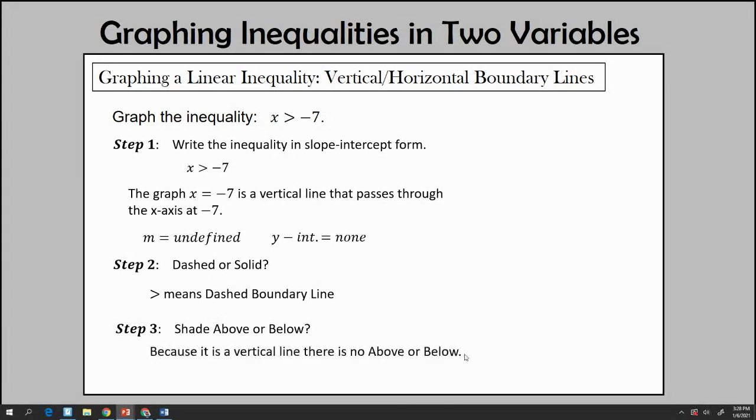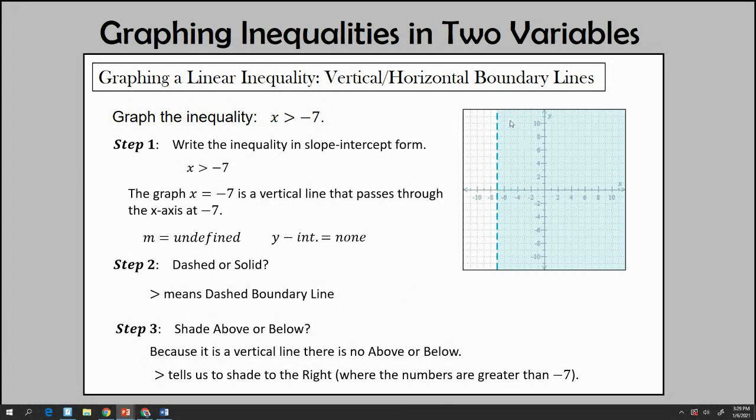Should we shade above or below? Well, this is another one of those cases, like we said, where our line's vertical, so there is no above or below, right? But I want to shade the side of x values that are greater than -7. So that should be to the right of my vertical line. Those are where the numbers are greater than -7. Okay, so hopefully that makes sense when you think of it that way. So here's my graph. x equals -7 is a vertical line going through the x-axis at -7. It's dashed because of the greater than symbol. We're going to shade to the right because of the greater than symbol. All these ordered pairs over here are my solutions. To the left are not solutions. So that's how we handle a vertical or horizontal boundary line.